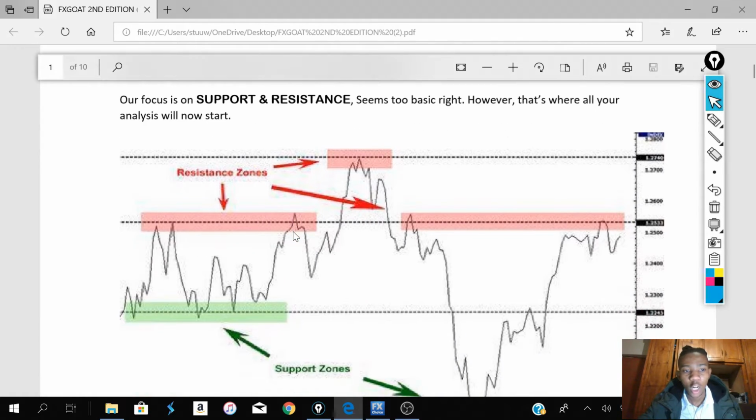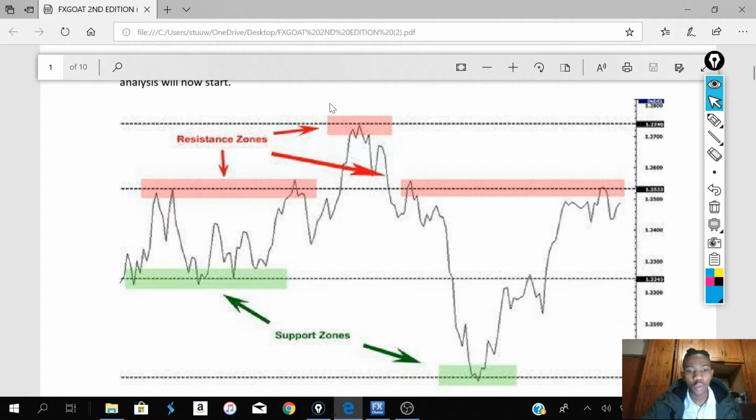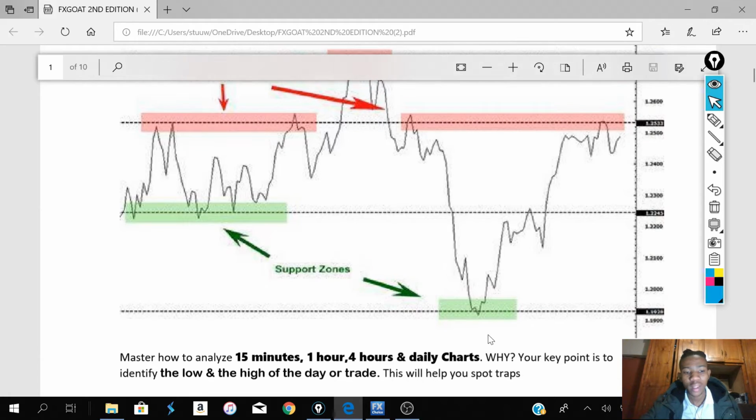Now, as you can see, our main focus on this new market strategy will be support and resistance, because knowing how to properly use your tools will enable you to spot traps that are set by the market maker. It's important for you to know how to properly identify these levels, as it can help you identify your low and the high of the day.